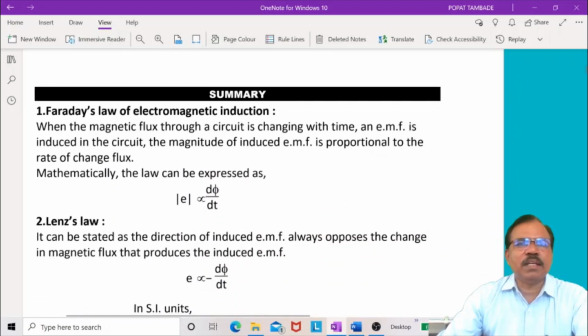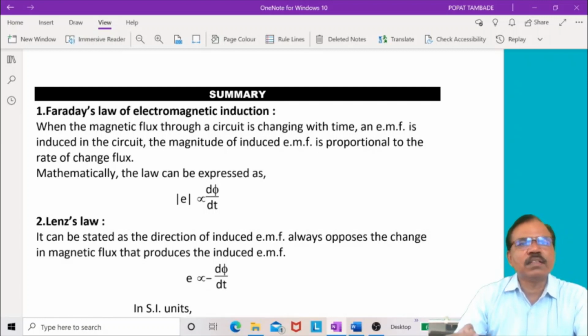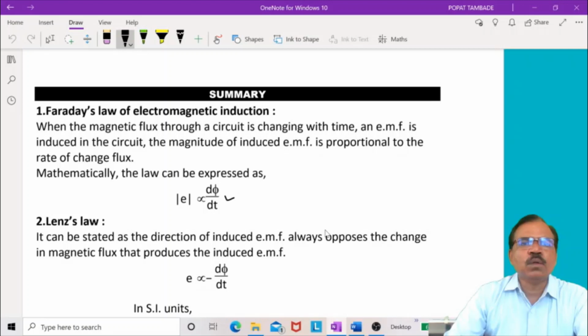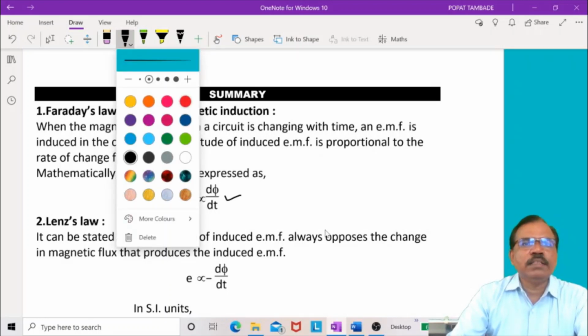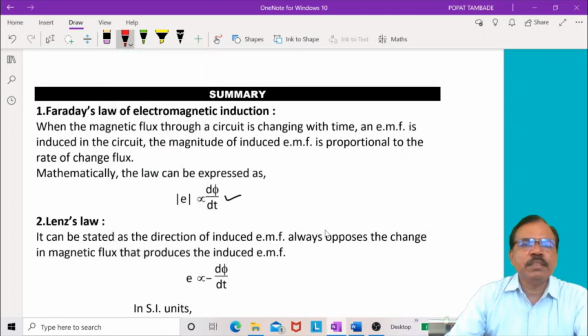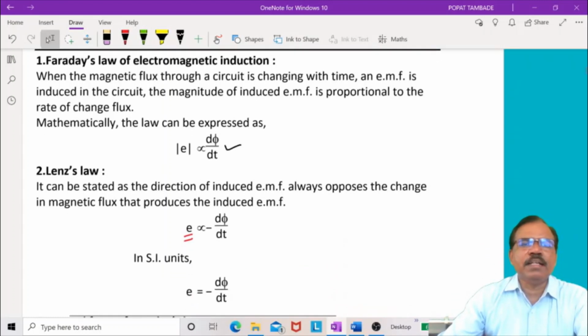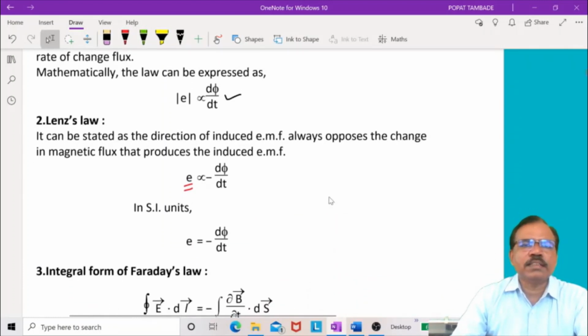We know Faraday's law of electromagnetic induction. Whenever there is change in flux through the circuit, EMF is induced in the circuit and that EMF is proportional to rate of change of flux. And according to Lenz's law, EMF is induced in such a way that it opposes the change in flux. So E is proportional to minus dΦ/dt. So in SI units, E is equal to minus dΦ/dt, where Φ is magnetic flux.